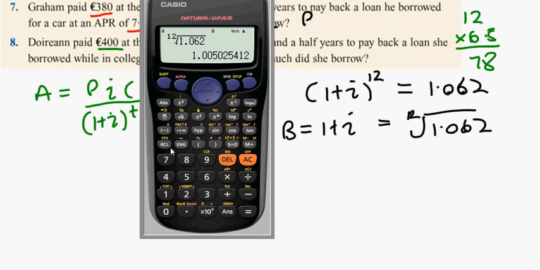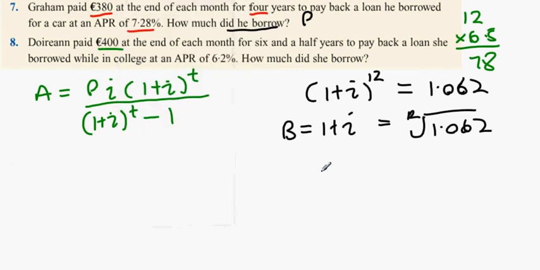Okay, so 1.005. So shift star B. Okay, so that's the answer in B. I'm going to take away 1 to find the C value. Shift star C. Okay, so C equals B minus 1, which is in the calculator as well, which is equal to the I value.